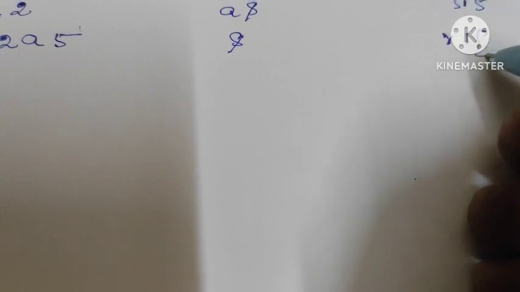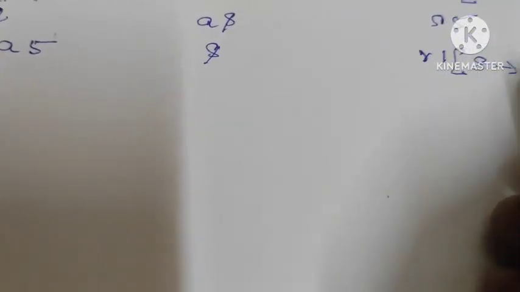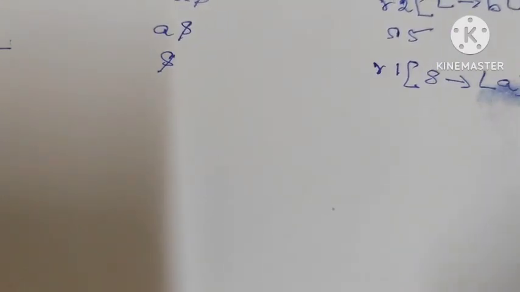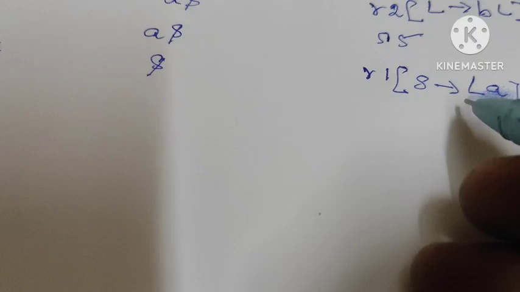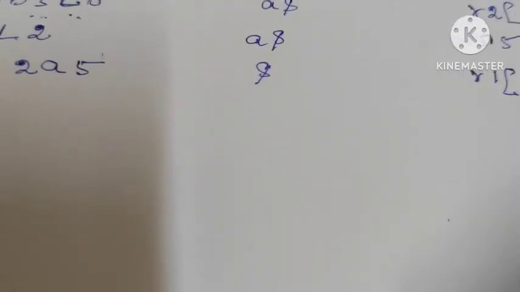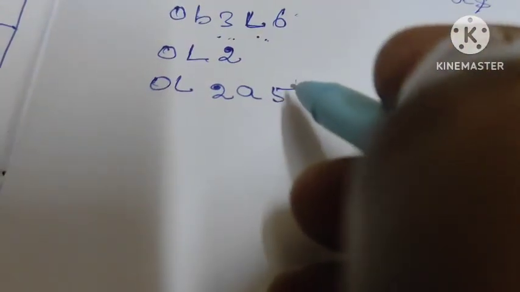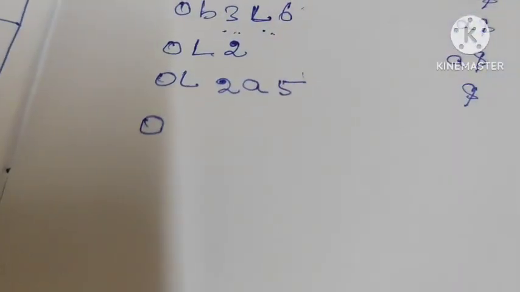What is R1 production? S tends to LA is called as R1 production. Now, when you see this, we have 2 elements on the right side. So that means pop 4 elements from the stack. It's a reduced production, isn't it? 5, A, 2 and L goes off. So 0 will be remaining. Now push the left side non-terminal inside the stack.